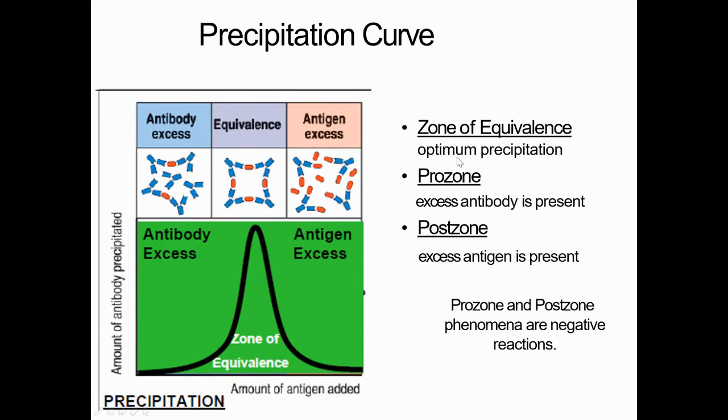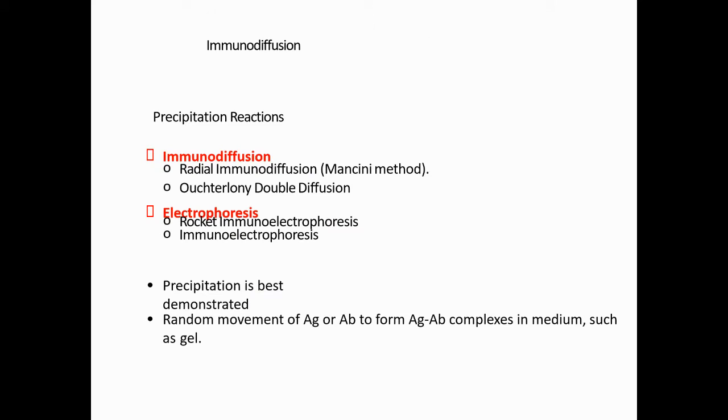During the zone of equivalence only, optimum precipitation takes place. The prozone is when excess antibody is present. The post zone is when excess antigen is present. So the prozone and post zone will give negative reactions.